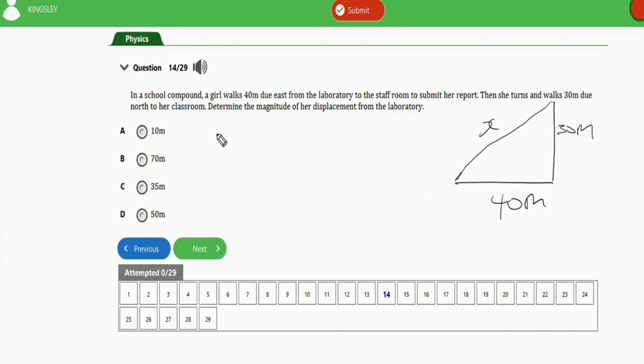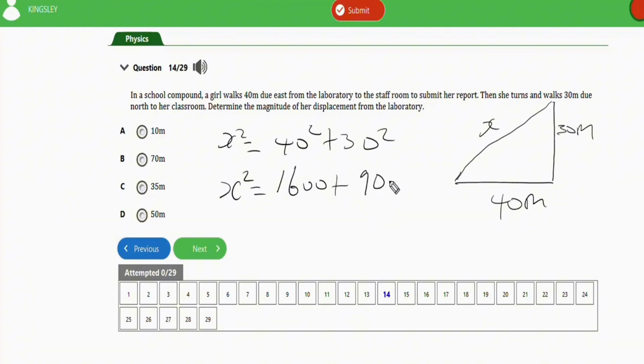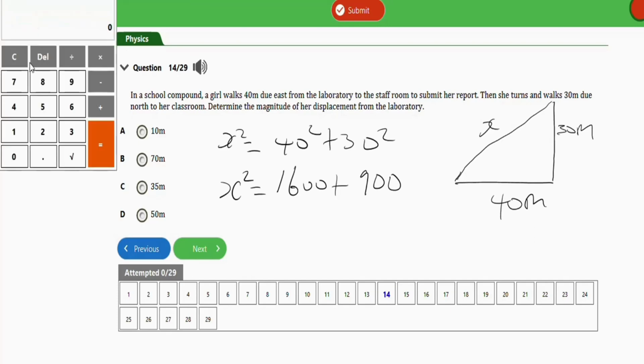So when you apply Pythagoras rule, you're going to have x squared equals 40 squared plus 30 squared. So x squared equals, 40 squared is 1600, plus 30 squared, which is 900. Alright, so at this juncture, let's punch this on the calculator: 1600 plus 900. So we have 2500.